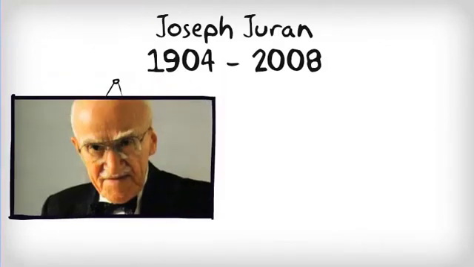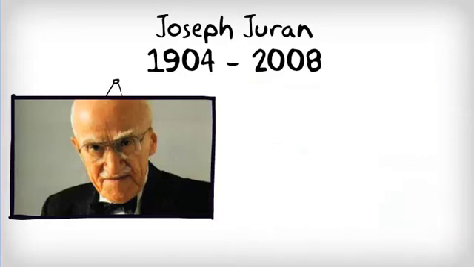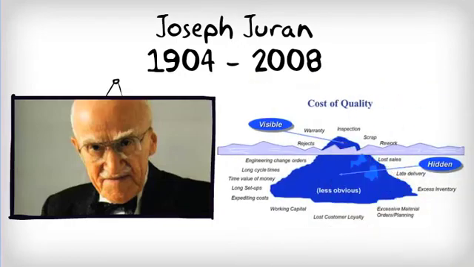Joseph Juran is known for the Juran trilogy, which is quality planning, quality control, and quality improvement. Juran also introduced us to the cost of poor quality metric, which measures the hidden cost of poor quality in companies.